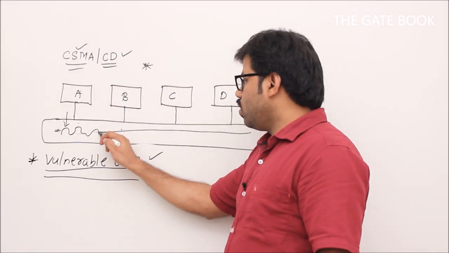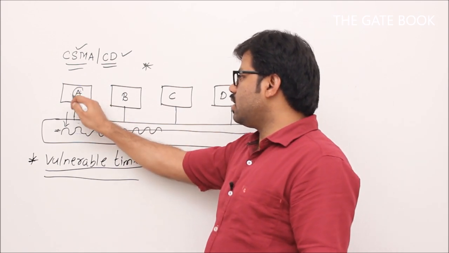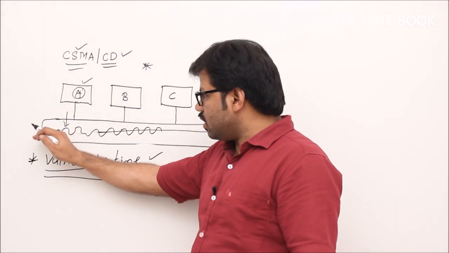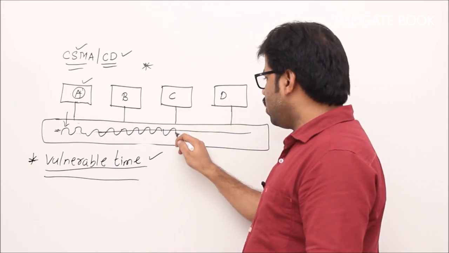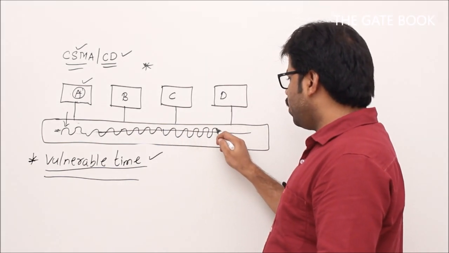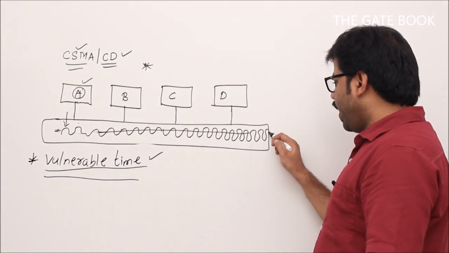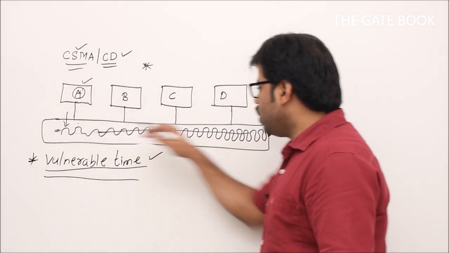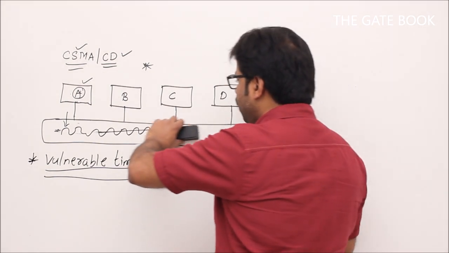Now see, this signal is going like this. Assuming that system A is the leftmost system, that means it is at the starting of the medium. Now no one should send while the signal is going, so just observe the signal. By the time this signal hits here, up to this duration, no one should transmit. We'll see what happens if they transmit before that.